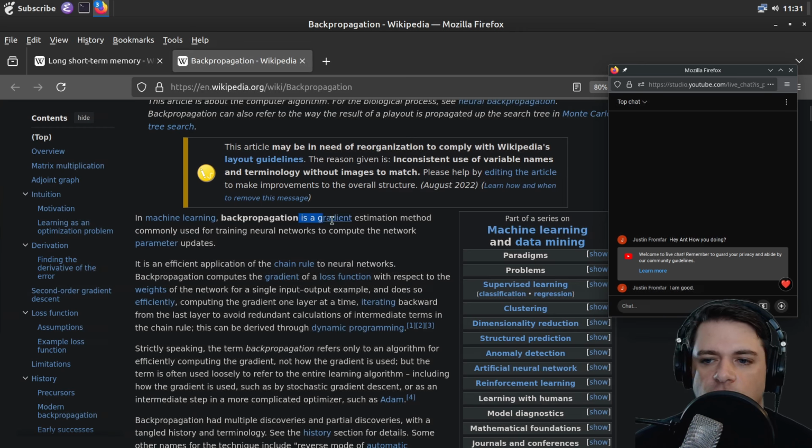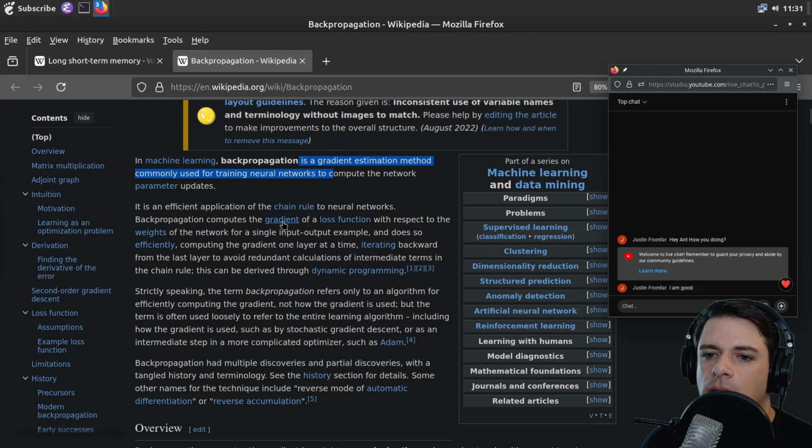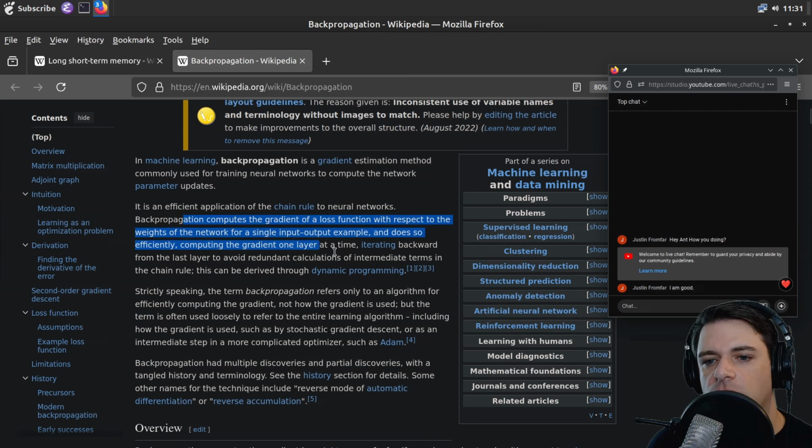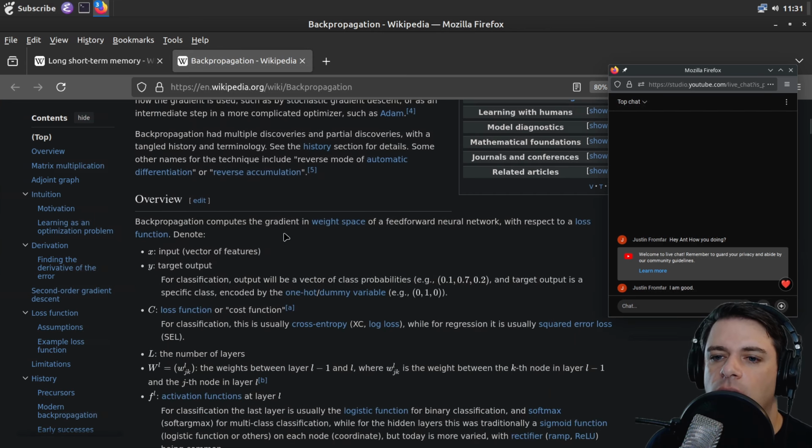Backpropagation is a gradient estimation method commonly used for training neural networks. It is an efficient application of the chain rule to neural networks. Backpropagation computes the gradient of a loss function with respect to the weights of the network for a single input-output example, and does so efficiently. I want to know what it does.